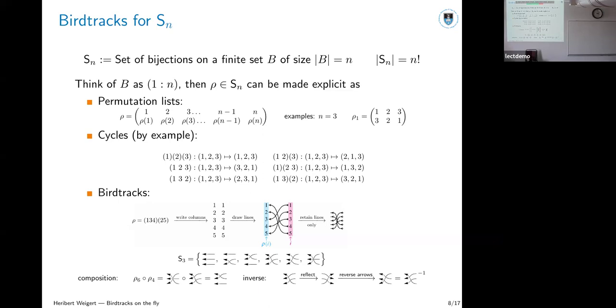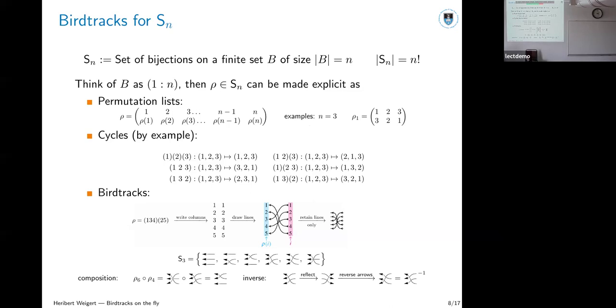The simplest set of n objects is the numbers 1 through n that I've written down here. And then the permutations are simply all bijections of this set. That means all reorderings of this set, that don't repeat anything. So there are n factorial of those, and there's an easy way to write this as permutation lists. You write your set in the first row, and underneath it you write the list of objects that you obtain when you apply your permutation.